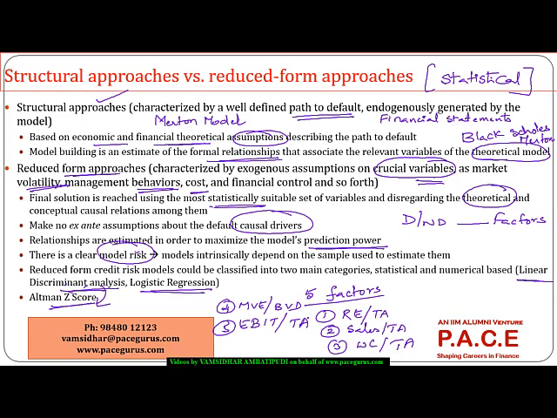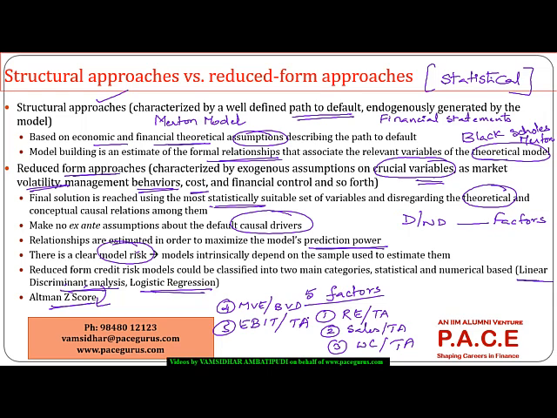Because the number of factors that are typically playing a role is already frozen beforehand itself, an appropriate statistical model is being built to link the default versus non-default of a particular counterparty. So this also would come under the head of the reduced form model.